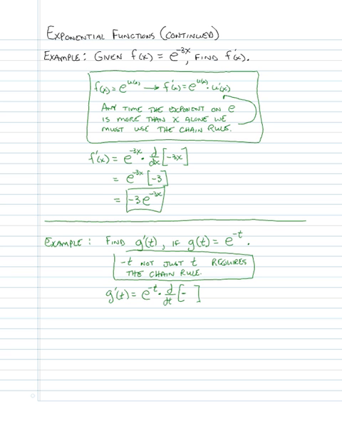Now what we're taking the derivative of is negative t, and we're taking it with respect to t. So the t down at the bottom is the variable name. Well, the derivative of negative t is just negative 1, isn't it? So we would have g prime of t is equal to e to the negative t power times negative 1, which would simply be negative e to the power negative t. And so that's the result in this case.